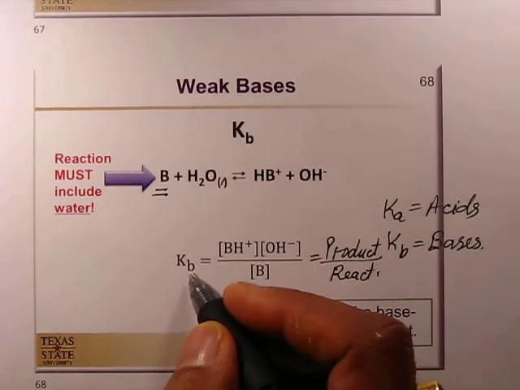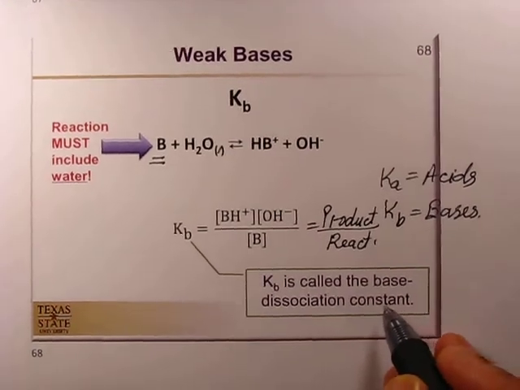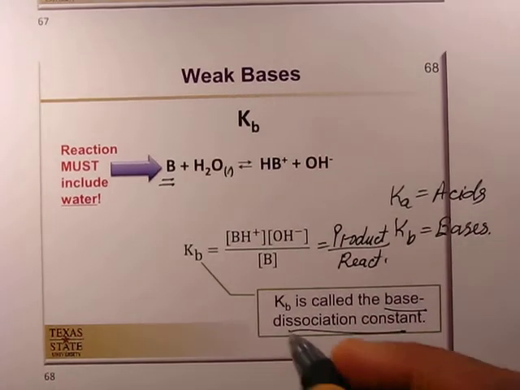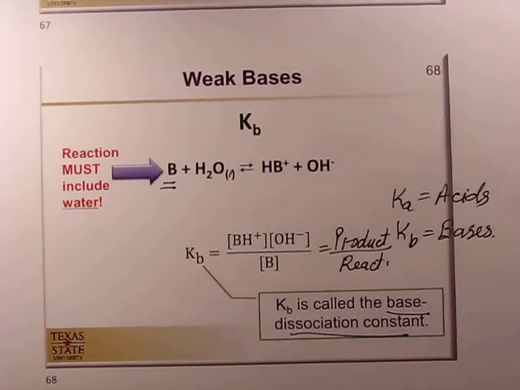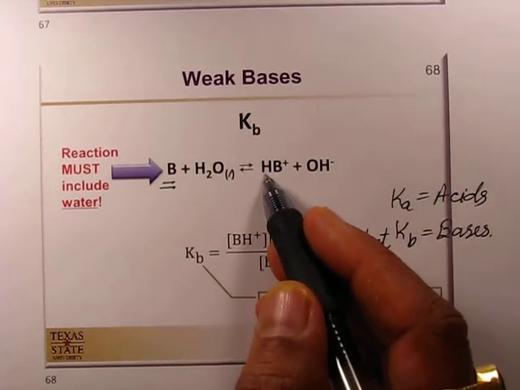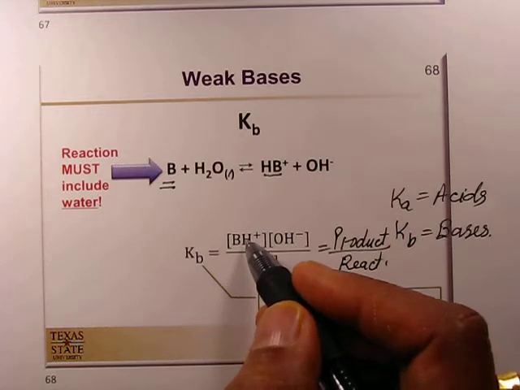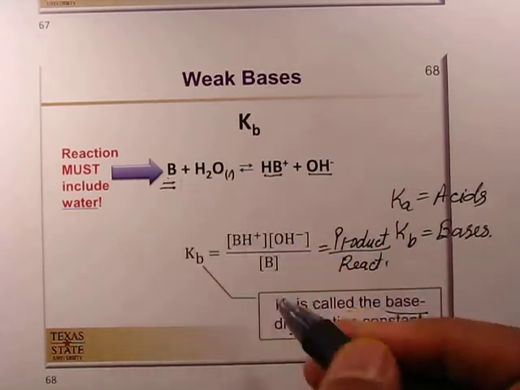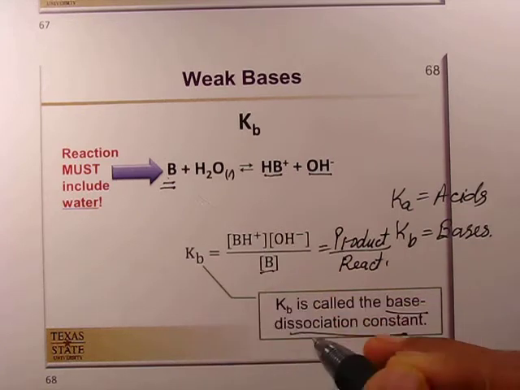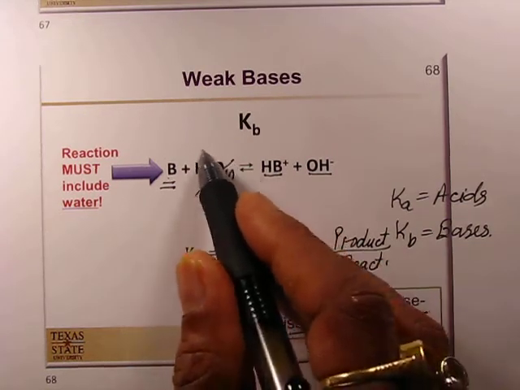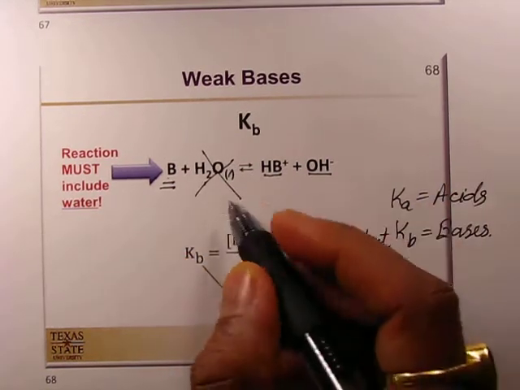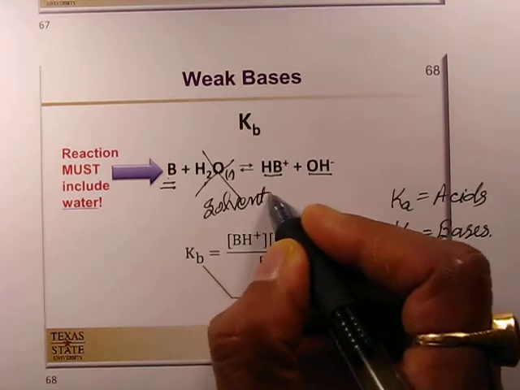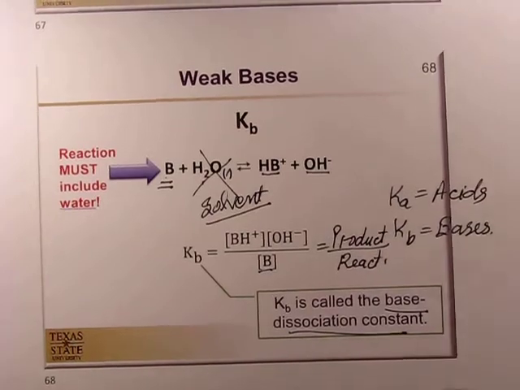The subscript b shows that we are discussing the base dissociation constant for the base, and this will be the HB+ ion as one product, hydroxide ion as another product, divided by the reactant base. We do not include the water because it is a solvent, or a pure liquid, which does not take part in the expression.